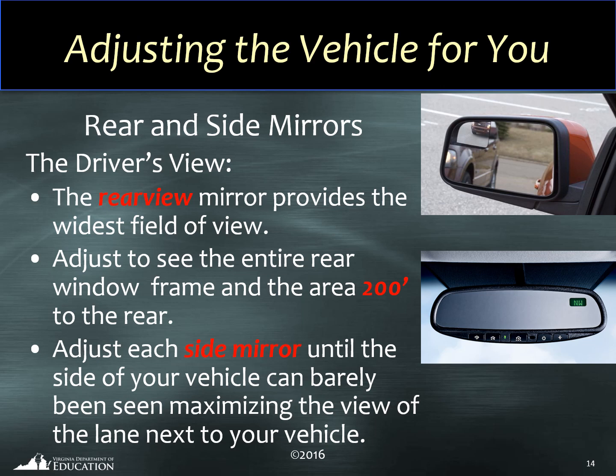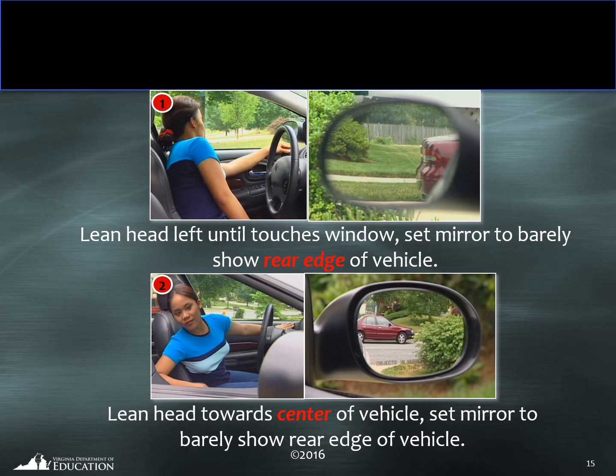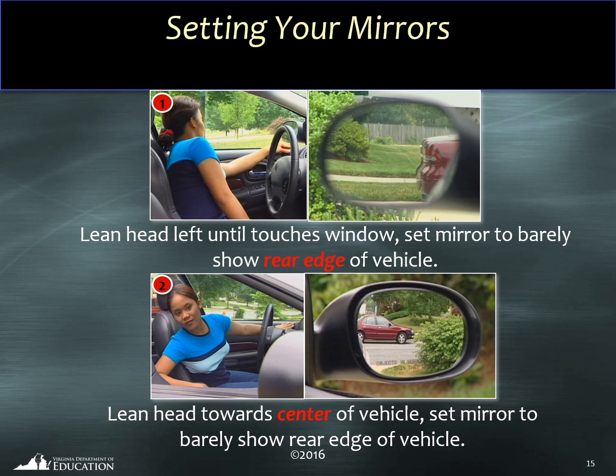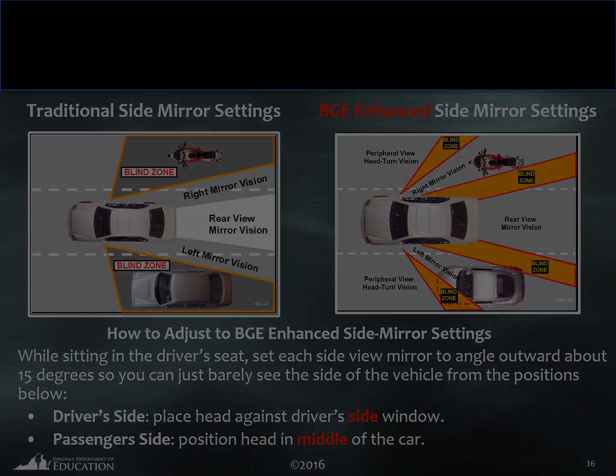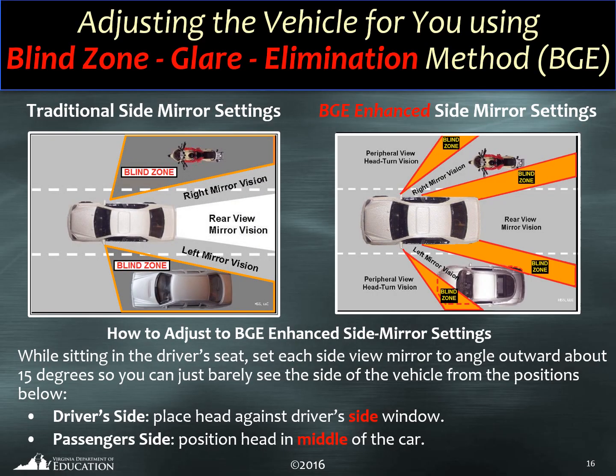Okay, and then adjust your side mirror until the side of your vehicle can barely be seen, maximizing the view of the lane next to your vehicle. And we have some graphics coming up here that'll make that a lot more sense. Okay, and we're going to watch a video in class that talks about how to set your mirrors correctly. All right, so this is when you adjust your mirrors.